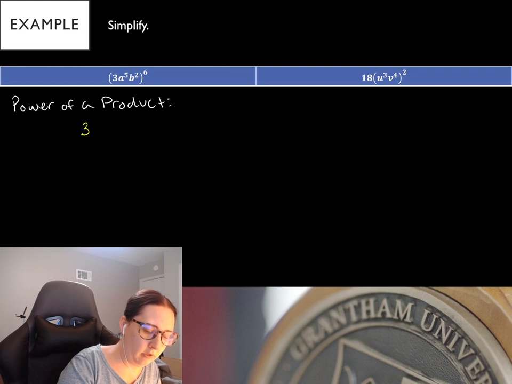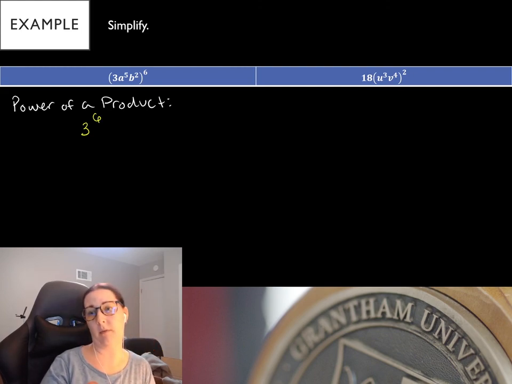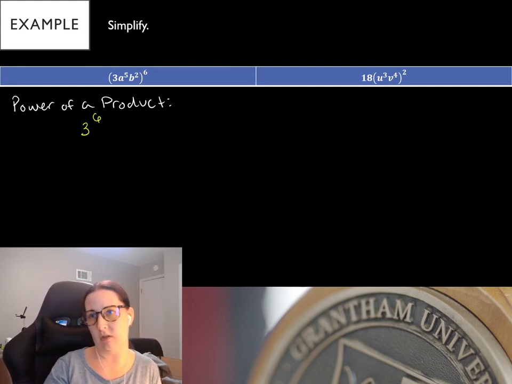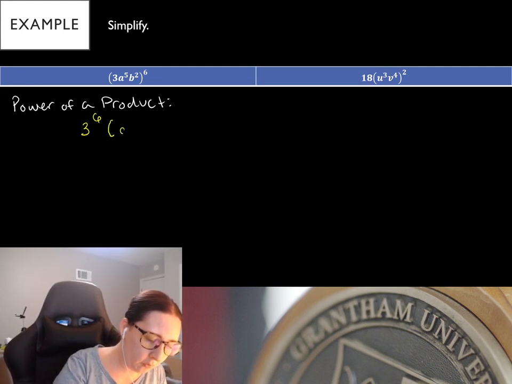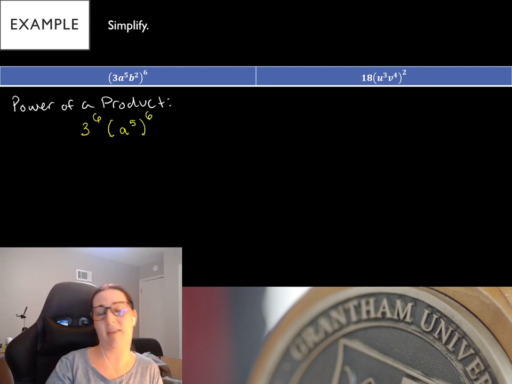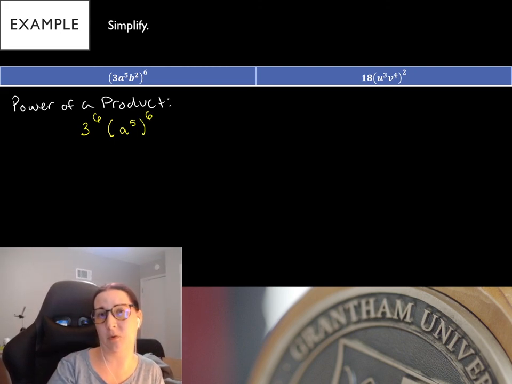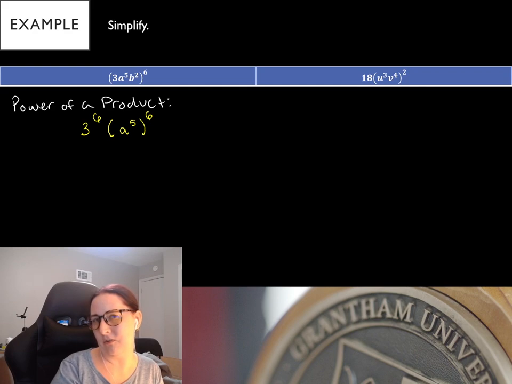So the 3 is going to have the 6th power. And because it's a positive number, I don't need the parentheses there. Then here I am going to put parentheses around a to the 5th in order to indicate that that whole thing is getting the exponent of 6. Because otherwise, if you don't do that, it looks confusing. Are you saying a to the 56?